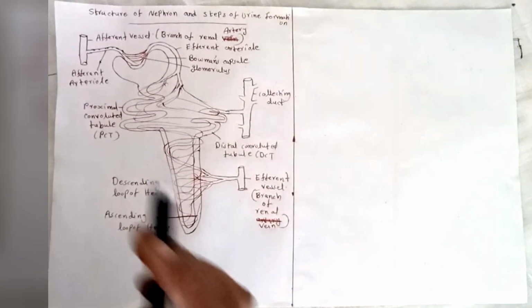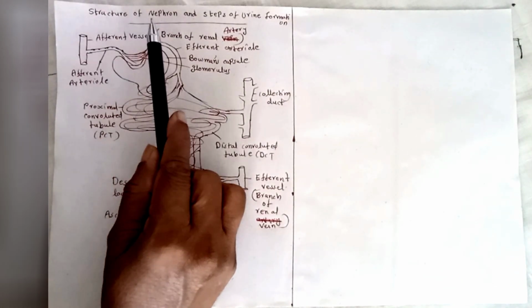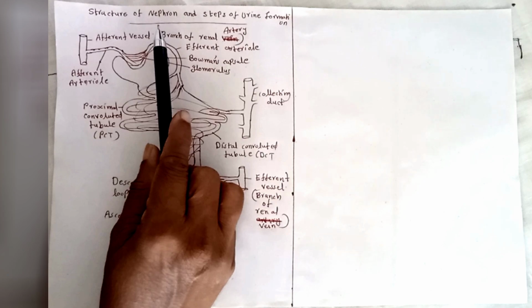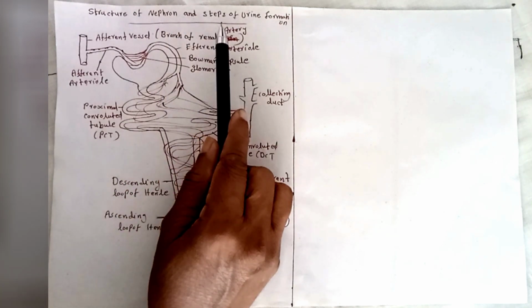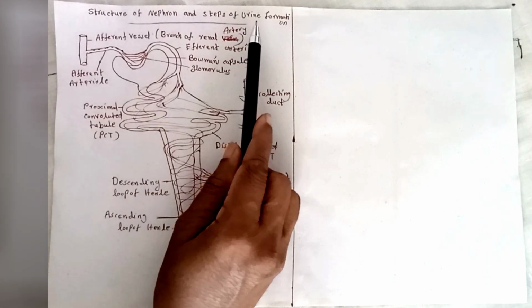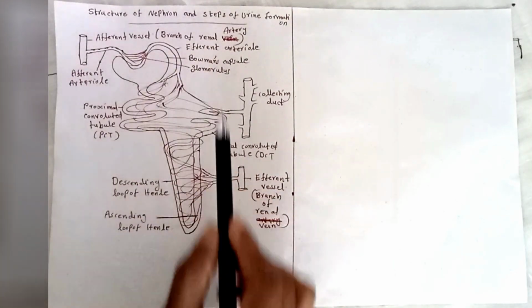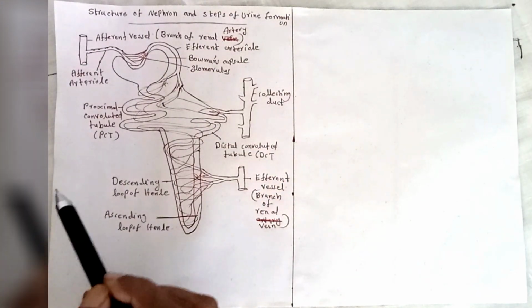Now we discussed the structure of the nephron. The nephron is the basic part of the kidney and steps of urine formation. Here is a picture of a typical nephron.